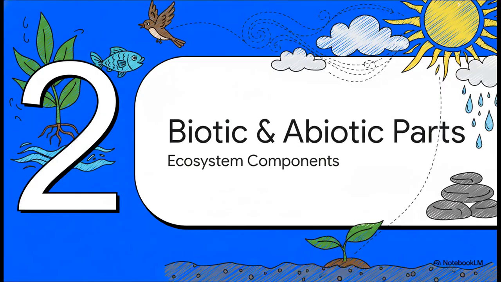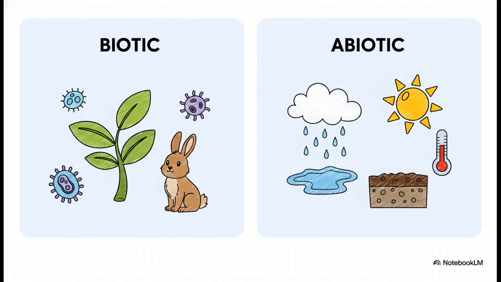All right, so now that we know what an ecosystem is, let's look at its two essential components, the living and the non-living parts. These two parts have scientific names. The living parts are called biotic components. Bio means life, so this includes all the plants, animals, bacteria, basically every living thing. The non-living parts are called abiotic components. The A in front of biotic means not, so these are the non-living things like sunlight, water, soil, and temperature.